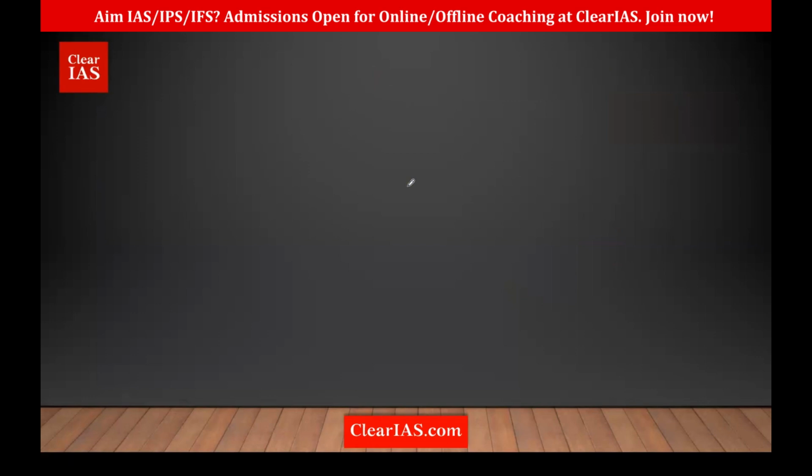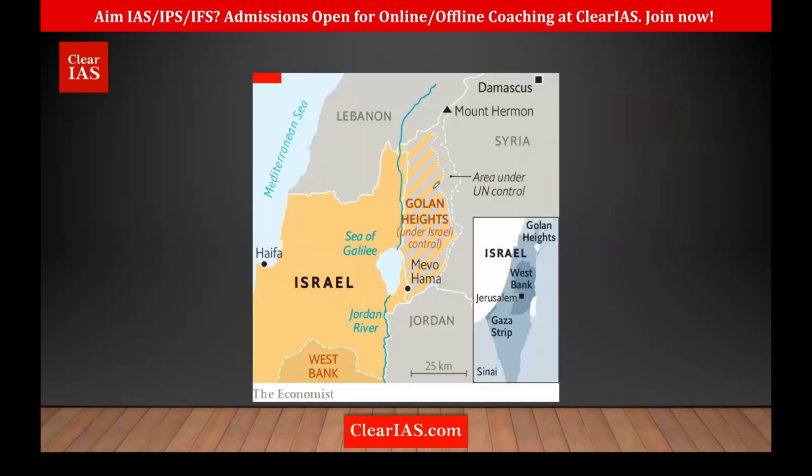Now, another thing that is very important is the Golan Heights. So this is the Golan Heights. This is also asked for UPSC. It is actually a place of Syria, but the problem is Israel. Israel actually occupied this Golan Heights region. So now it's under the control of Israel. And bordering that we have the Sea of Galilee and the Jordan River. So remember, it is a region between Israel and Syria, the Golan Heights. It was actually part of Syria, but now it is occupied by Israel.